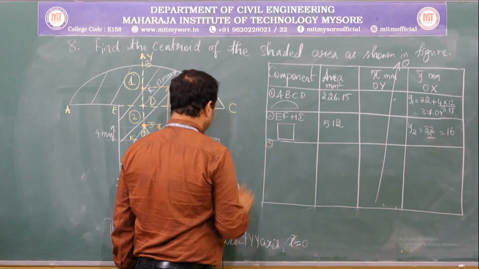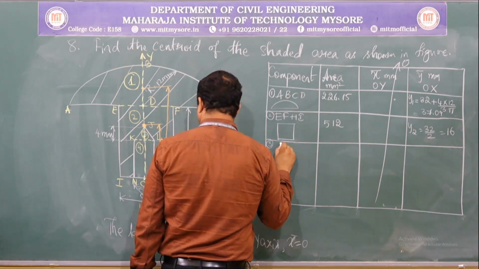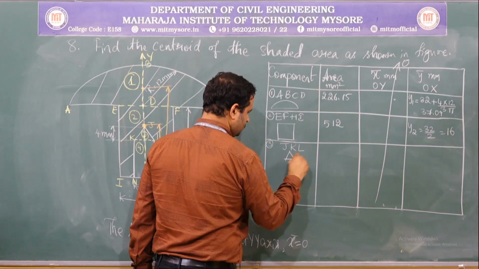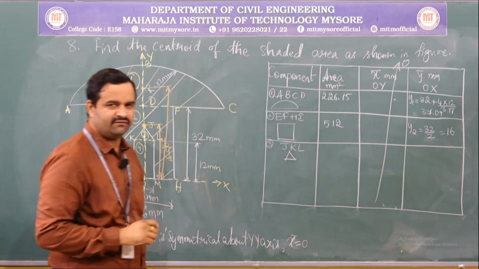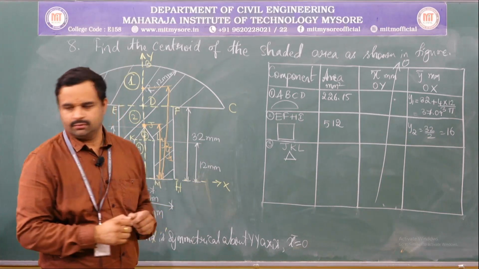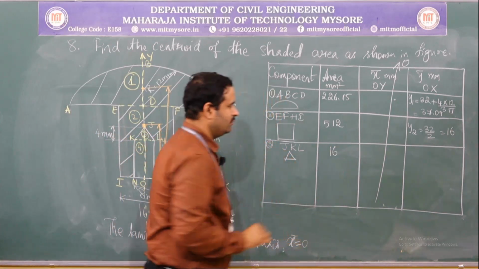Third component is the triangle JKL. Area of the triangle is half into base into height, half into 8 into 4, which is 16 mm square. And what about y3?